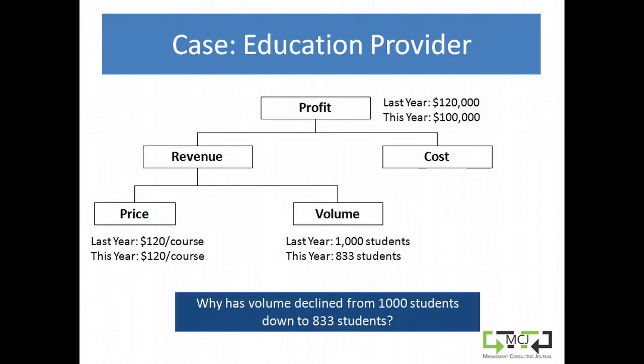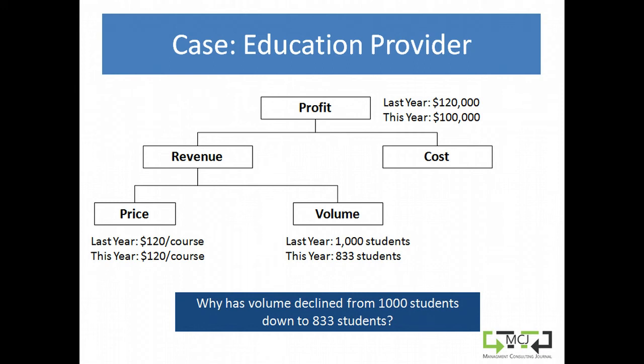From the earlier section, you might remember our lovely client, the educational provider that has been experiencing a decline in profitability, and their goal is to restore the profitability to last year's level of $120,000. Once we did the profitability tree, we narrowed down that the real problem of the case is that they're experiencing a decline in the number of students from 1,000 down to 833. So our question really becomes, why is this occurring, before we can come up with solutions to help us solve it.